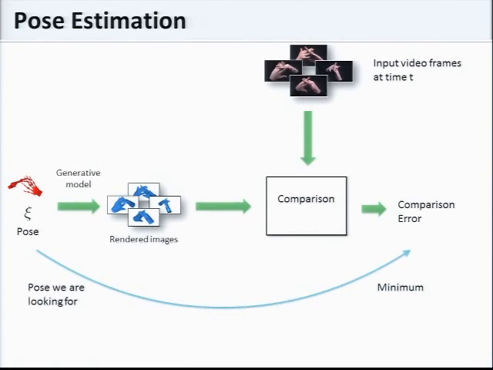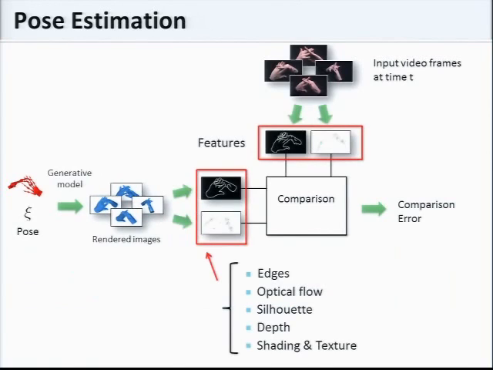Typically, in past work, people perform this comparison in the feature space. They don't do image-based comparison. The typical features that they use are edges, optical flow, silhouette, depth, shading, and texture. Edges, as you can see here, probably provide fairly good cues about the hand displacement. Optical flow instead provides a sort of temporal continuity, because it forces the solution to have the same optical flow as the measured one. And silhouette is some sort of subset of edges, so it's lower, less important information than edges in practice.